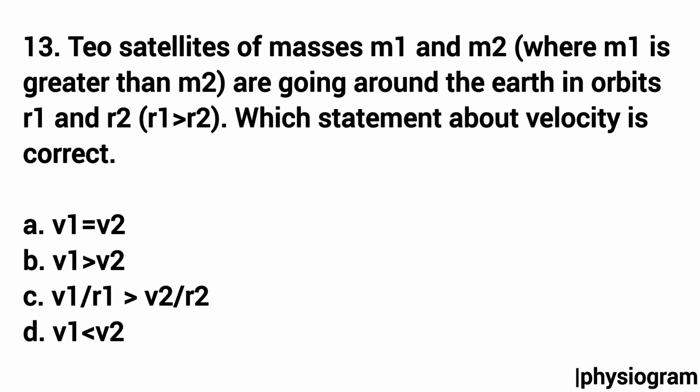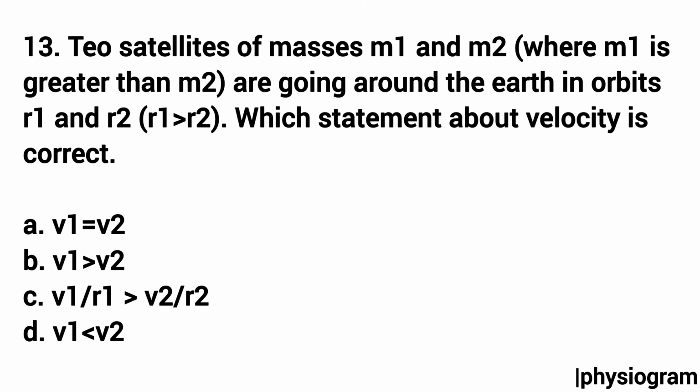Next, question number 13: two satellites of masses m1 and m2, where m1 is greater than m2, are going around the earth in orbits of radii r1 and r2, where r1 is greater than r2. Which statement about the velocities is correct? Option A, v1 equals v2, B, v1 is greater than v2, C, v1/r1 is greater than v2/r2, and D, v1 is less than v2.